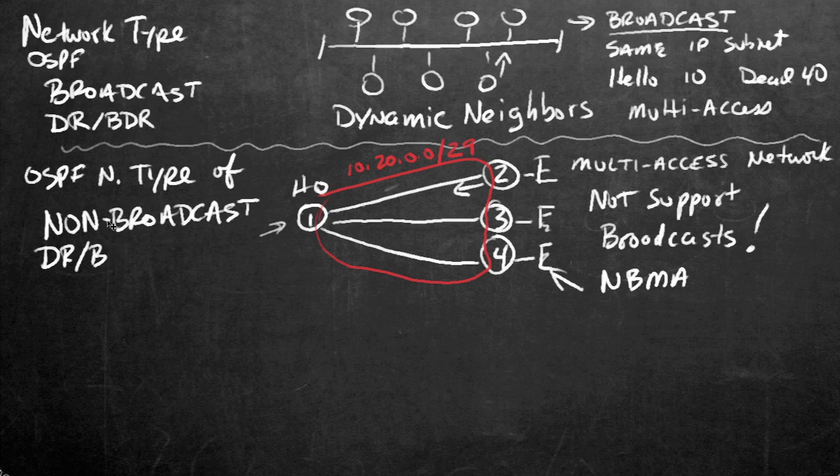And let me go ahead and spell that correctly. Shouldn't be too hard with a 3-letter word. So that's a yes, yes. The broadcast network type uses a DR and BDR. The non-broadcast type uses a DR and BDR. But here's the difference. Instead of having dynamic neighbors, you have to do it manually.